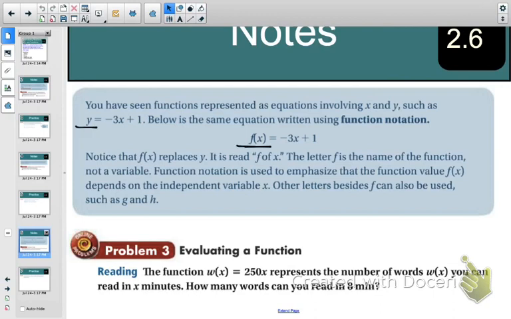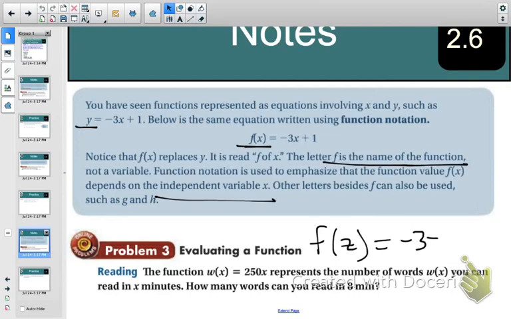Okay, we read that f of x. That basically just means the function f of x. So f is the name of the function, x is the name of the variable. Okay, your independent variable is x. So if your variable was like z, we would say f of z equals -3z plus 1. Or you could even say like g of z, if your function was named g.